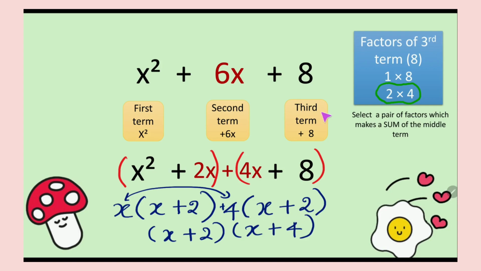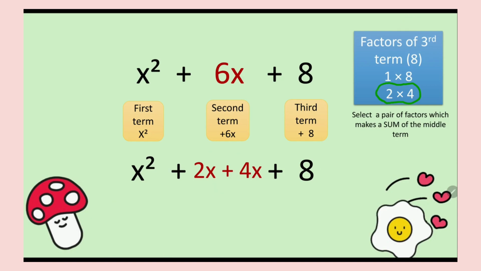All right. So all we did was find the factors of 8, the third term, which make the sum of this, and then we split the middle term with that and then we factorize it. Okay, we'll do another sum.